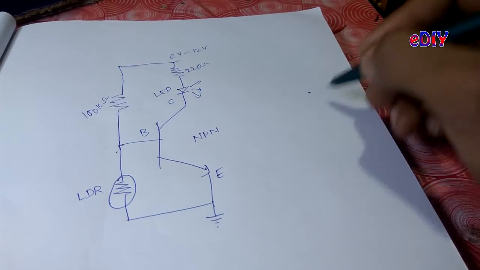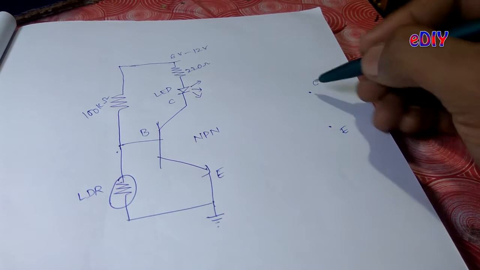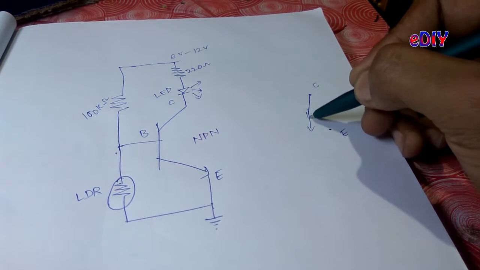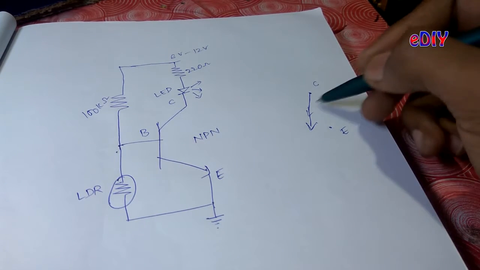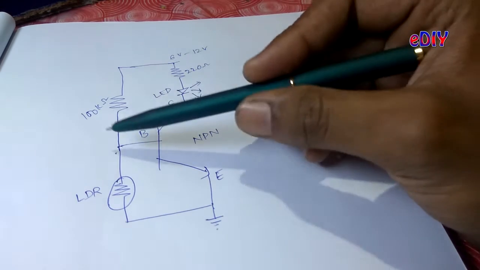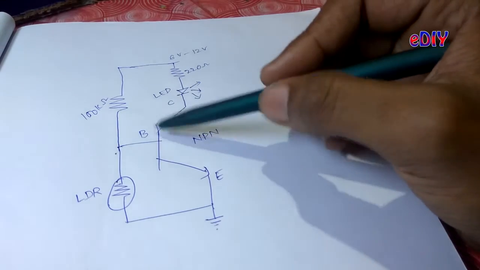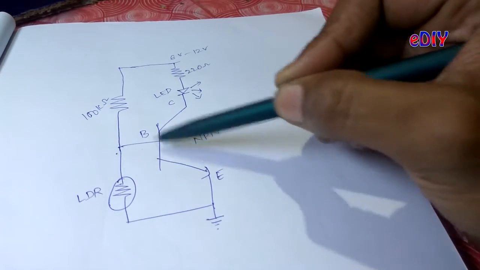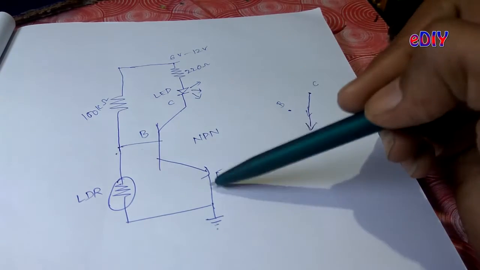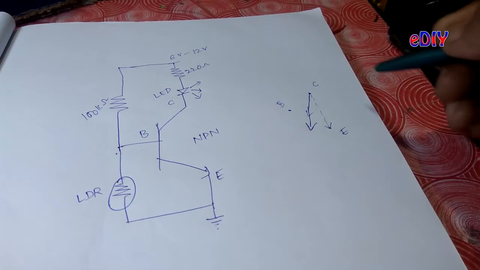As you all know, the transistor works as a switch between the collector and emitter terminals, and this switch is actually controlled by the current through the base terminal. Whenever a sufficient amount of current passes through the base of the NPN transistor, the switch is turned on, or there is a connection established between the collector and emitter terminals of the transistor.